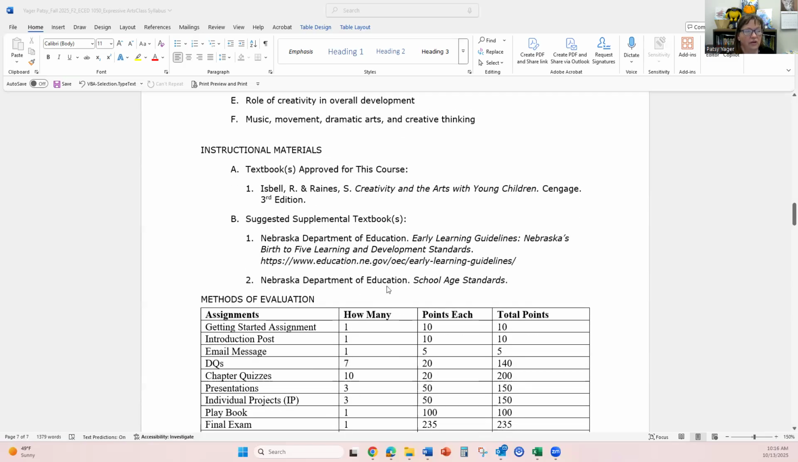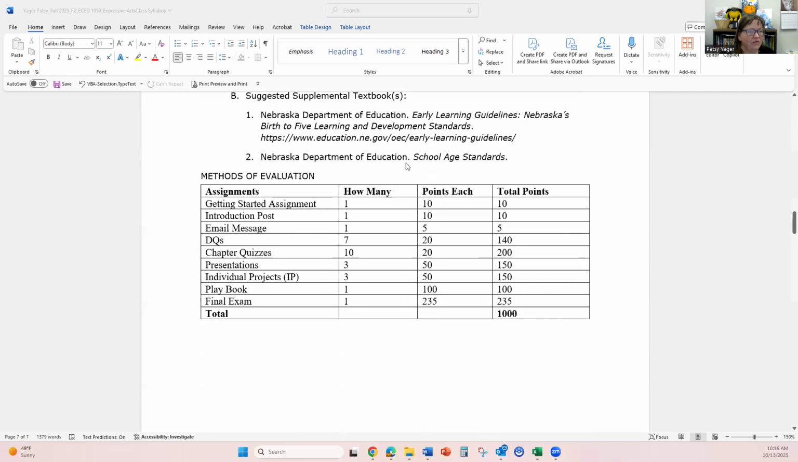And then we just look at Nebraska standards. So you don't have to purchase either of these. You do need your textbook though, okay? These are the assignments that we have in the class. And so you have a good breakdown of what you're going to be doing, what each assignment's worth.